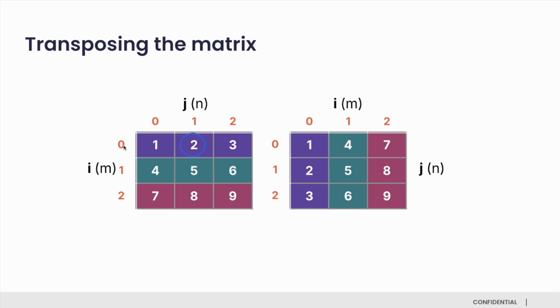2 is in the position 0i, 1j. So now we want to swap that with 0j, 1i, and that's number 4. So you'll see over here, they are going to shift position. Next in this first row is the number 3, which is at 0i, 2j. We're now looking for 0j, 2i. We find the 7, and those are going to swap places over here.